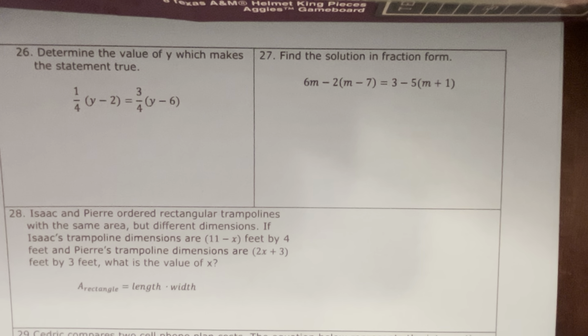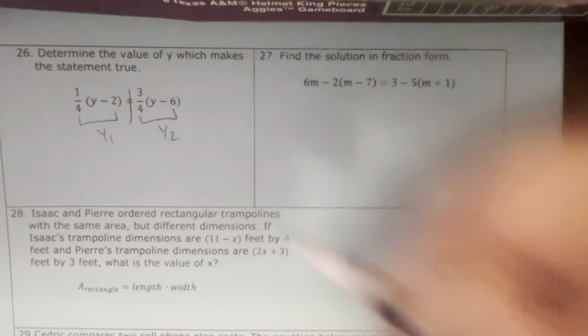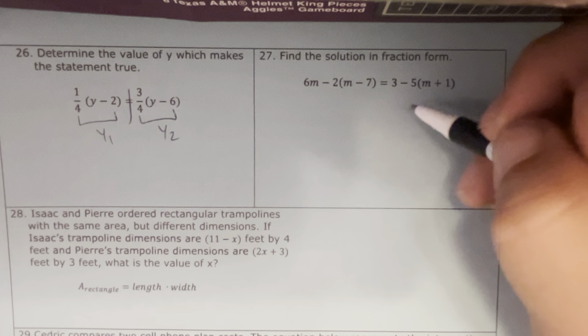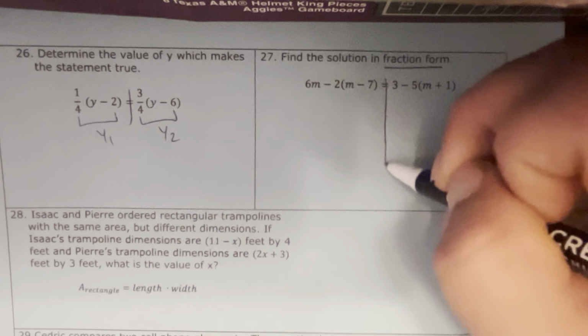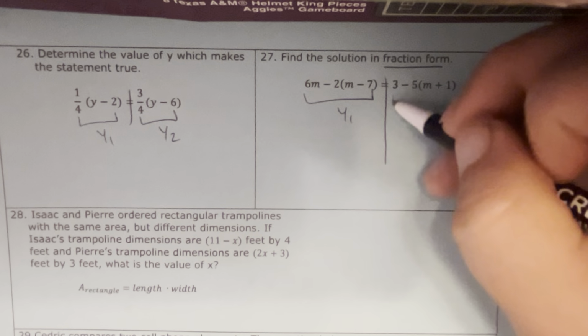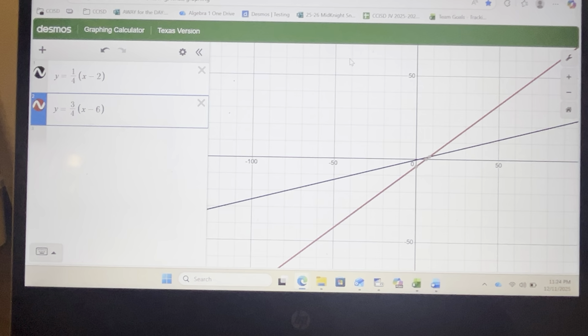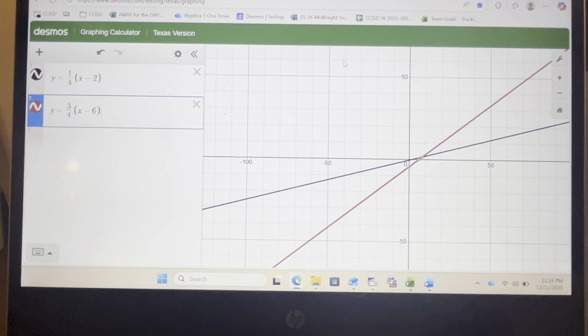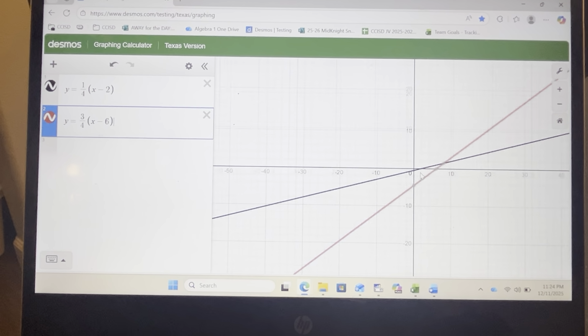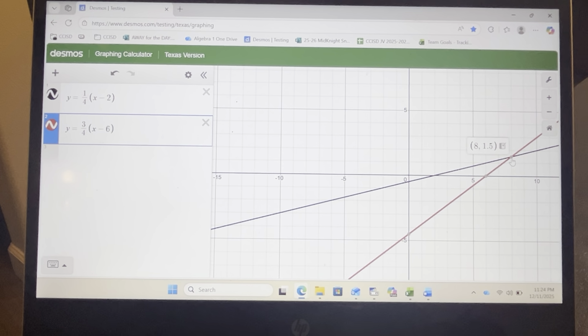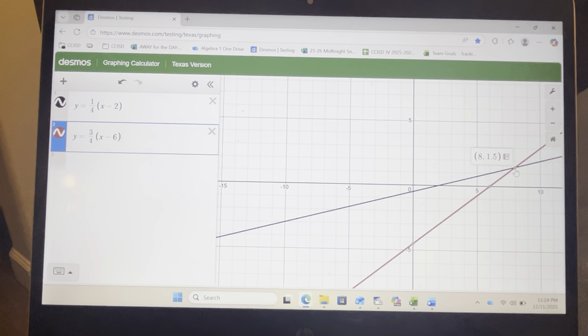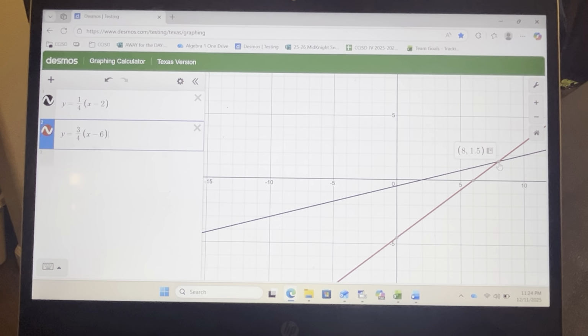All right, going to the next one. Number 26, determine the value of y which makes this statement true. Again, y1, y2. And on this one, in fraction form, y1 and y2. All right, so here's number 26. And so if I zoom in on the intersection point to make sure I get it, it looks like my answer is 8. And so that's where they intersect, 8.